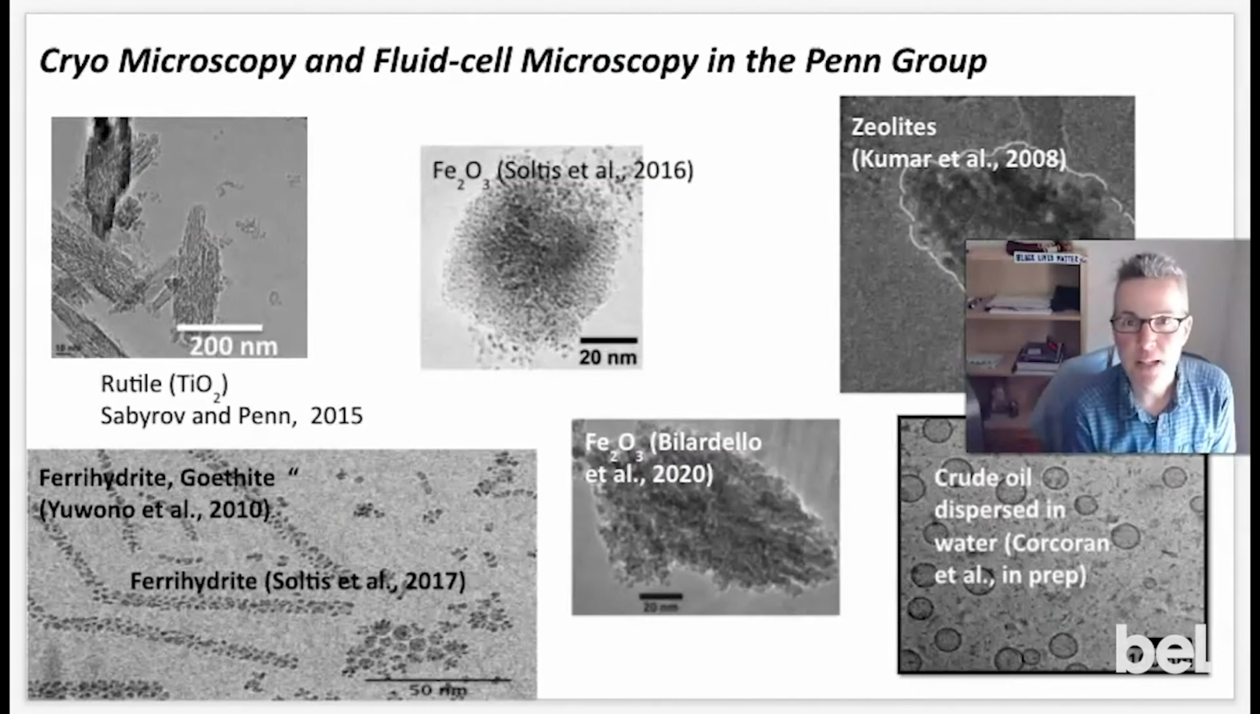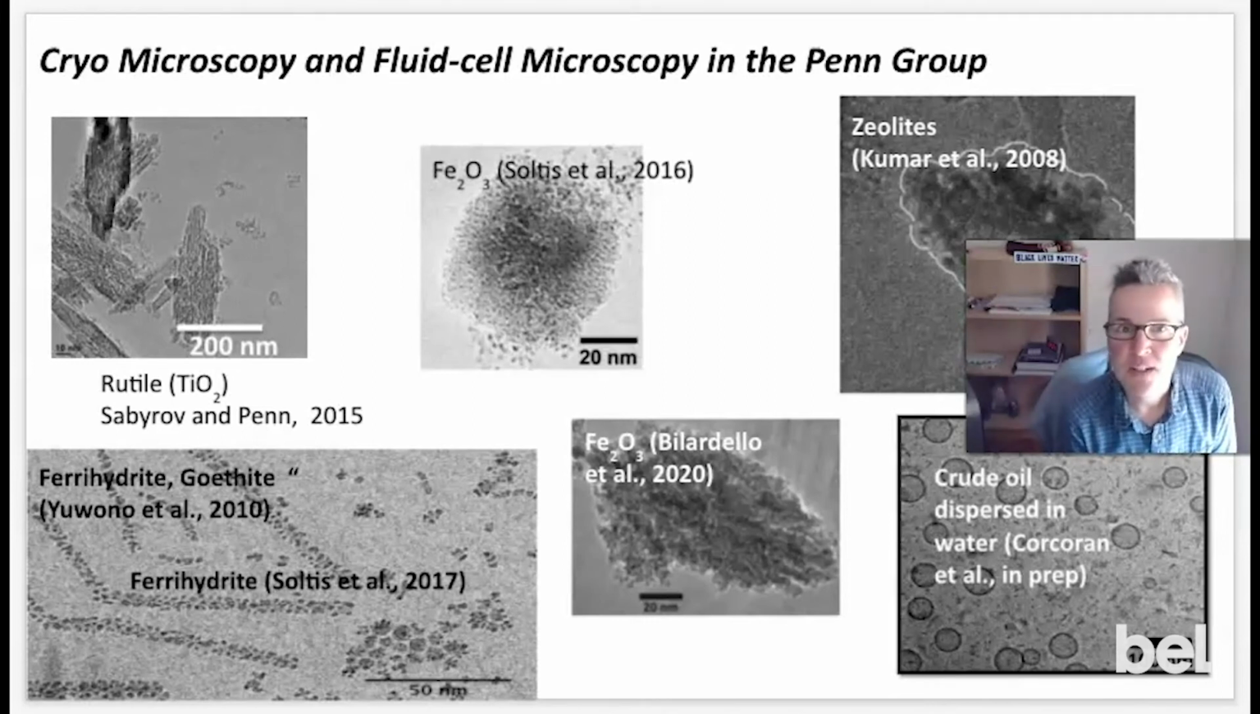We use both light microscopy and also electron microscopy. What you're looking at here are 6 images collected using electron microscopy. We look at titanium dioxide, we look at iron oxides, we look at zeolites. We also look at dispersions, like crude oil dispersed in water. Such results are important when you think about oil spills in the environment.